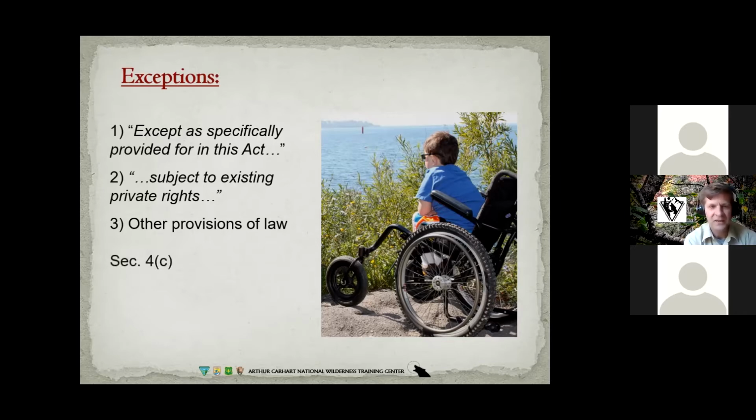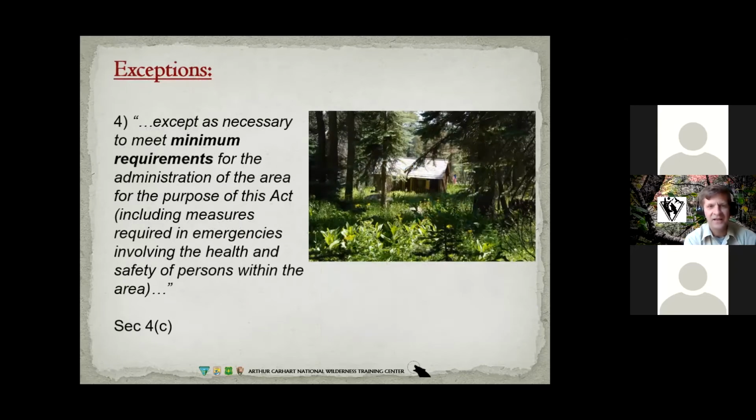And then number 4 is the one that we're really going to focus on, and that's the next slide. This is the wording again that comes directly out of 4C. I highlighted minimum requirements there because this is where it comes from. And in the parentheses, you'll see, including measures required by emergencies involving health and safety of persons within the wilderness. We'll come back to that in a little bit, but I just want to call that out.